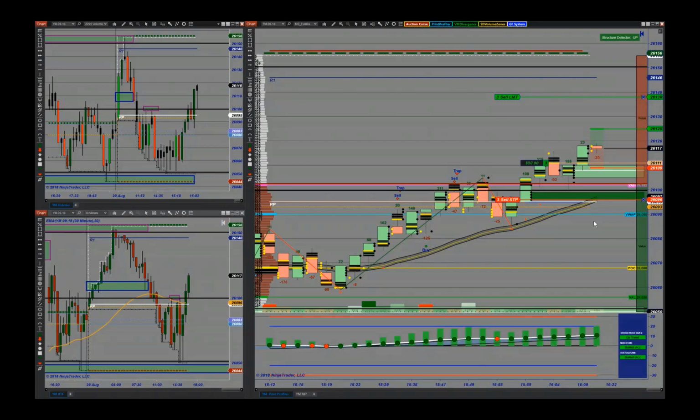Anyway, what is happening here? The YM is just pootling along, really. I've only got three lots on this for some reason. Okay, so we've got a free trade now. On 100, yeah, we're on a free trade now. Once I get to 10 ticks, that stop goes to break even plus.